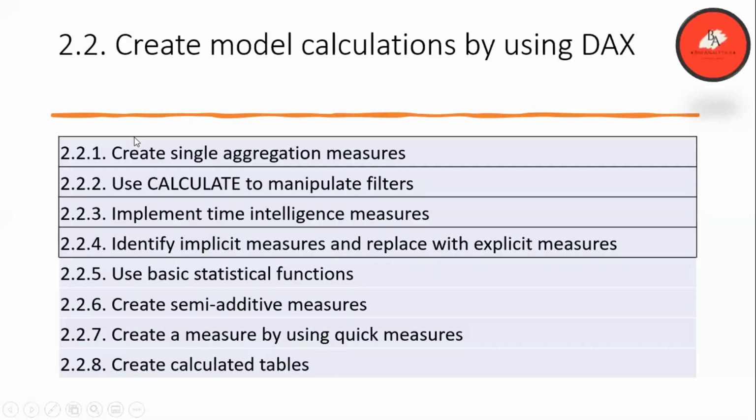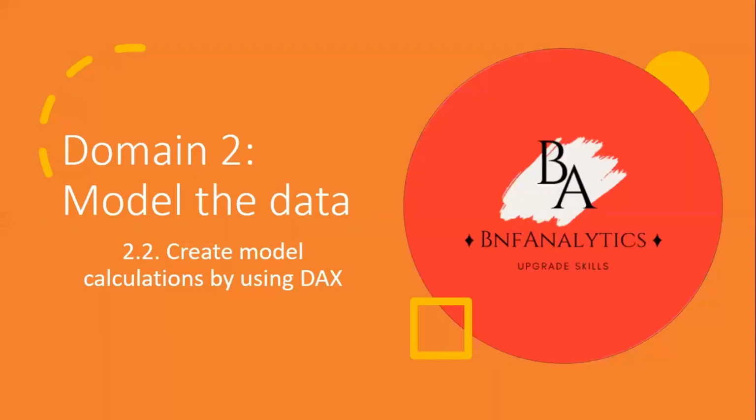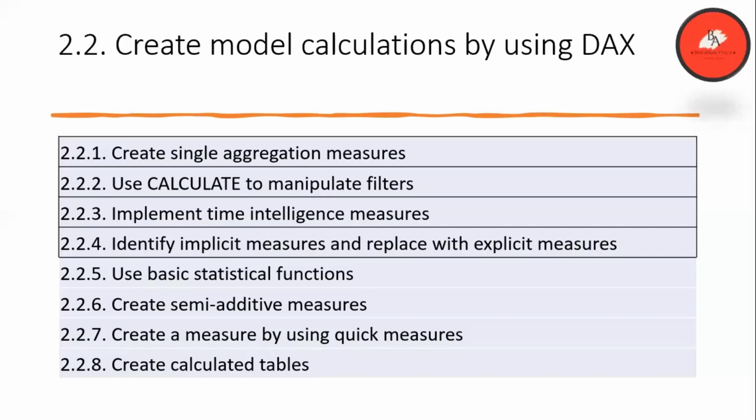In the second part, we have 2.2, that is the second part of domain 2, model the data, which is create model calculations by using DAX functions. This is divided into 8 different parts, where the first part is create single aggregation measures. All 8 parts are related to DAX functions.